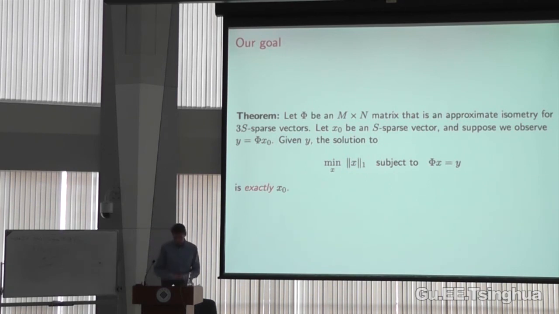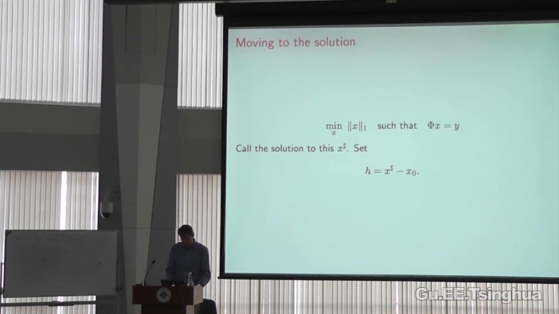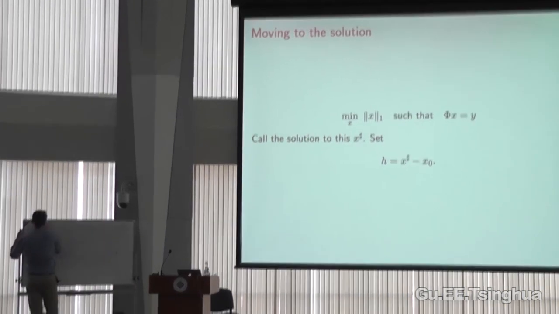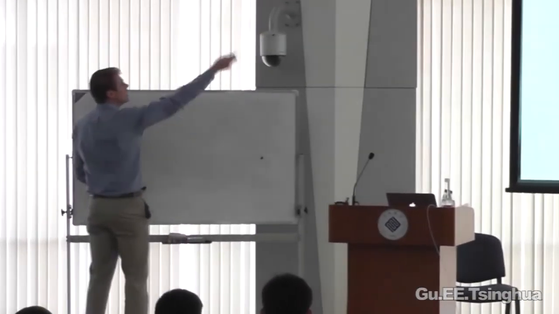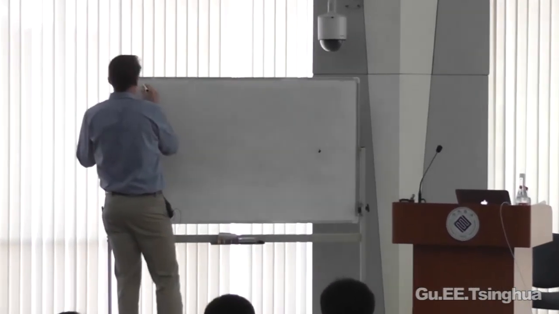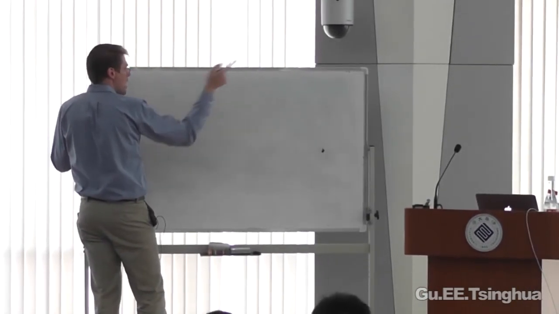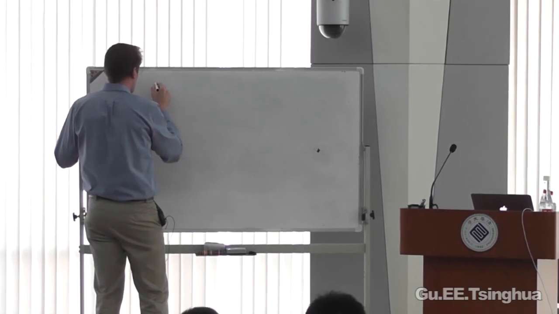So the way we're going to do this is, again, different from constructing a dual certificate like we did in the last lecture. In some sense, you start off with direct geometrical properties. You just have to manipulate them a little more subtly. So here's what we do. Let me draw on the board all the relevant quantities. We're going to call the solution x sharp, and h is the difference between x sharp and x naught.